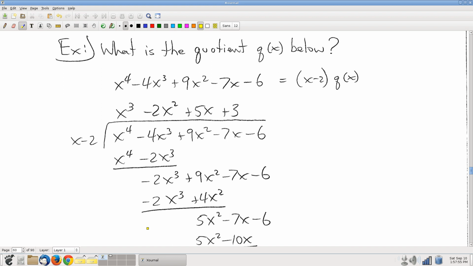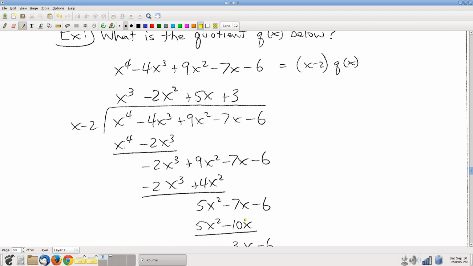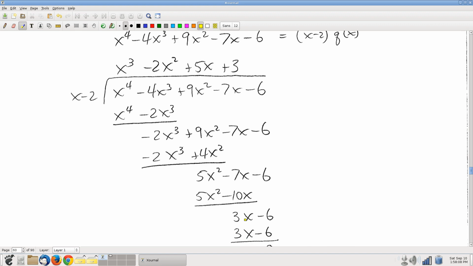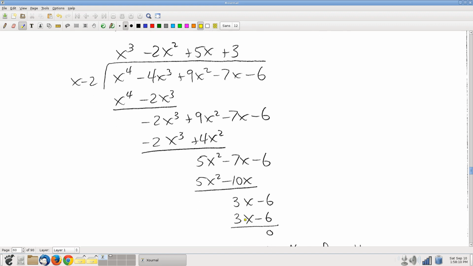Don't forget, of course, to constantly bring down the other stuff that's waiting. Okay, just like in long division. Okay, now continuing, how many times does x go into 5x squared? Well, 5x times, take this, multiply by that, and get this, subtract, bring down, and the process continues.